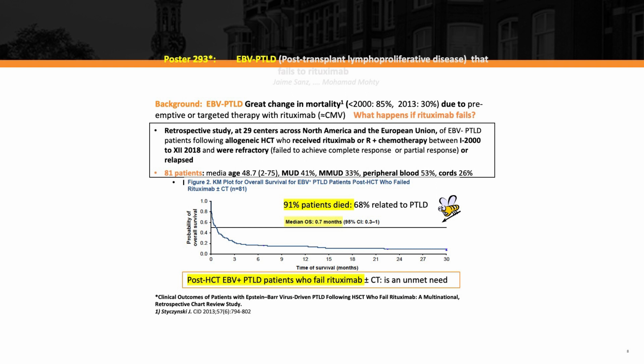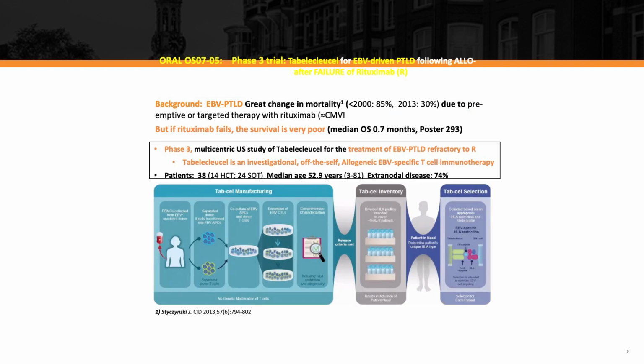70% related to the PTLD. And the median overall survival is less than 1 month. So if you have a patient with EBV PTLD refractory to rituximab, the survival of this patient is dismal. So what can we do?